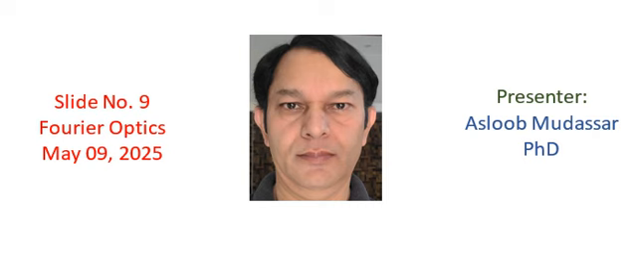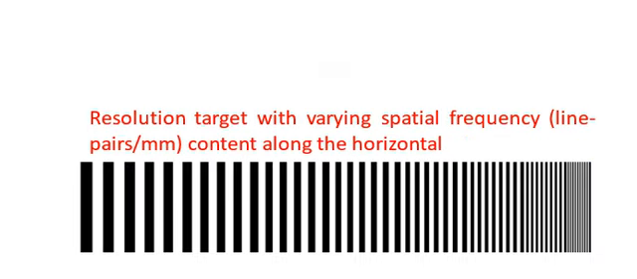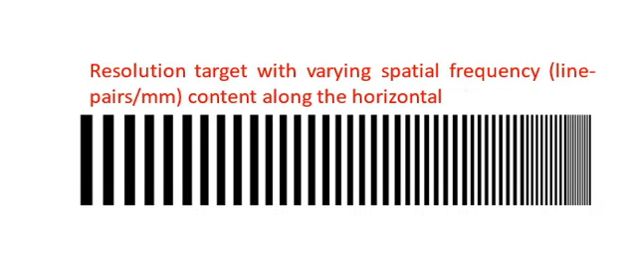This is slide number 9 and I am your presenter Asloob Mudassar. You see that in the previous slide we have discussed two types of targets. One was the spoke target and the other one is the US Air Force resolution chart. Now we are presenting another type of resolution target.